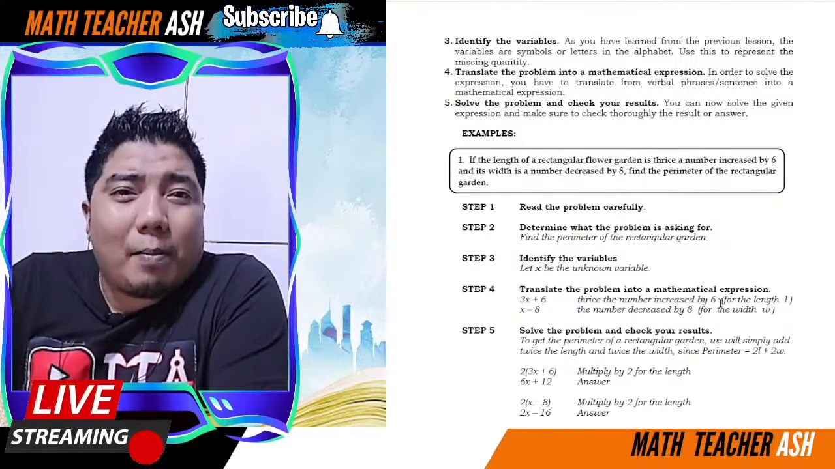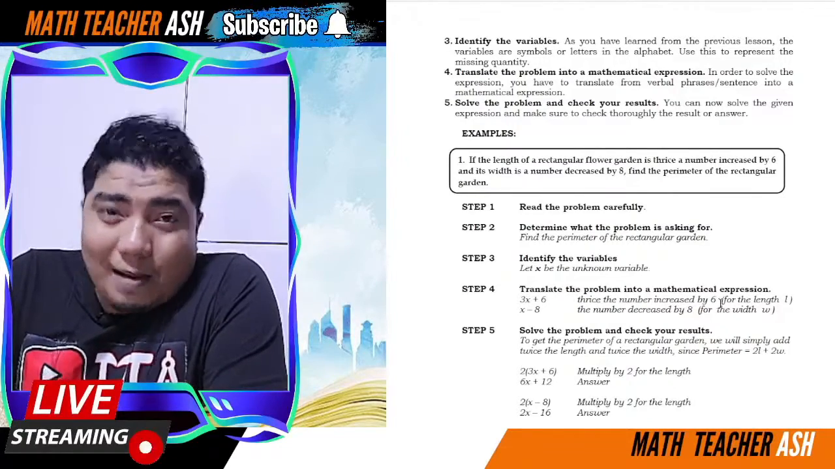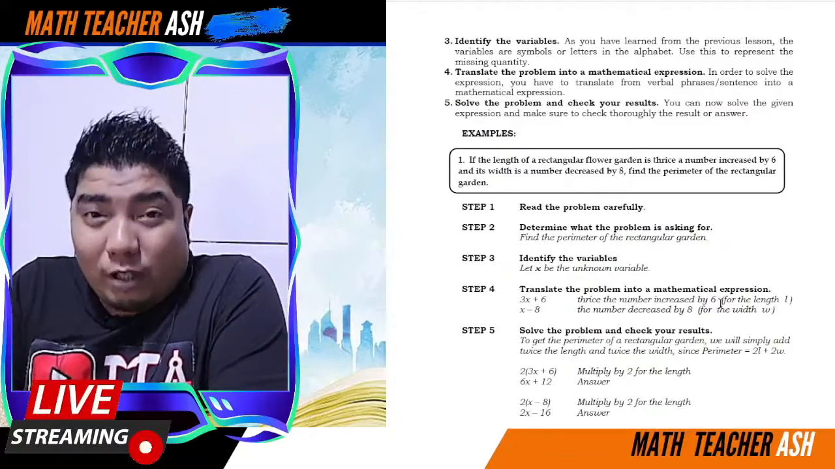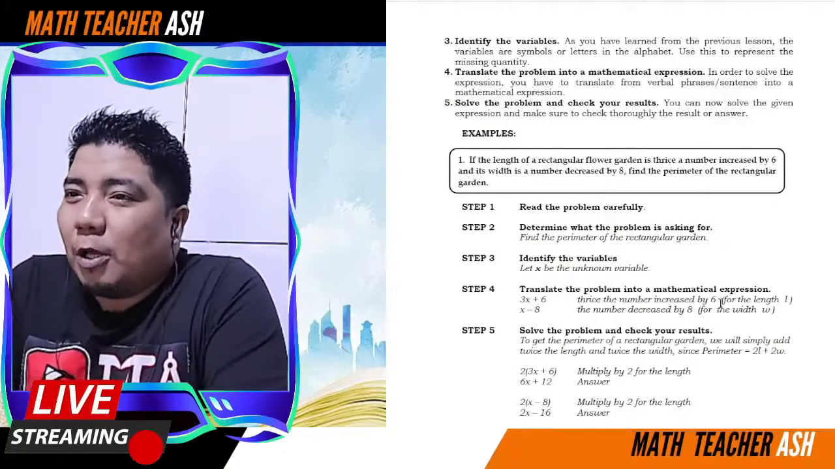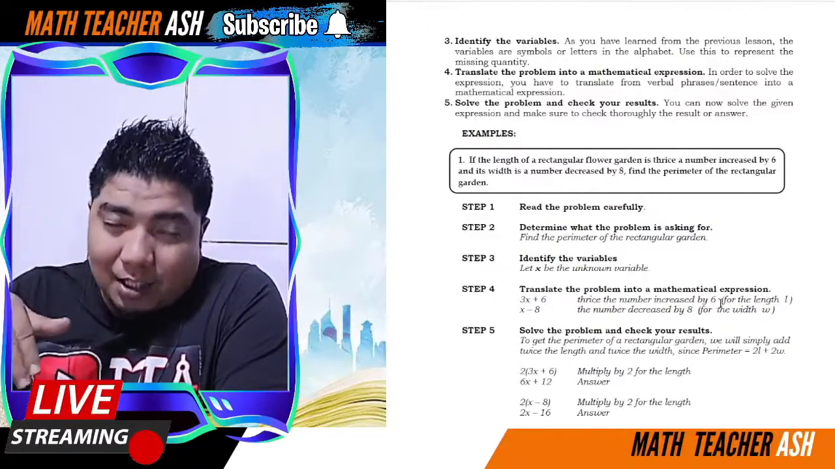Ang tanong, ano nga ba ang perimeter? So, if you still remember your lesson in the elementary, perimeter is the sum of all sides. So, ito total mo lahat yon. Okay. So, since this is a rectangle, so mayroon kang dalawang length at saka dalawang width.